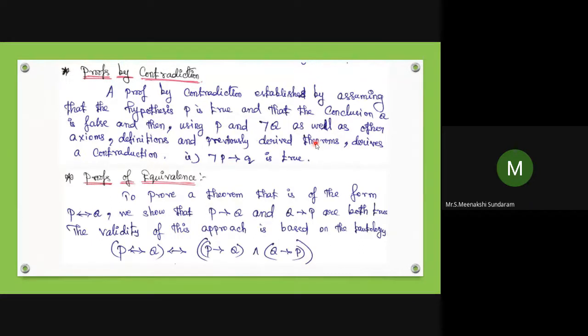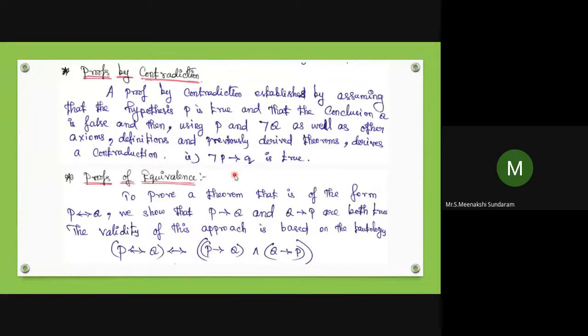We can take that, as well as other axioms, definitions, and various theorems, to derive a contradiction. That is, the negation of P implies Q is true. That is a contradiction. The conclusion you can take as the negation.